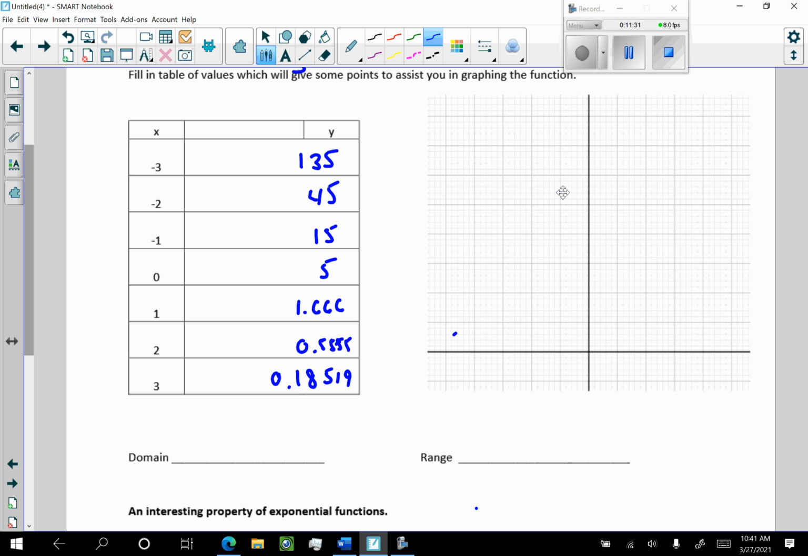So if we did 20s, scale of 20 might be able to do it. Let's do 20s. 20, 40, 60, 80, 100. Because if we start at -3, it looks like we're almost to 140. We're at 135, so we're way up here. And then -2, it's at 45. Right here somewhere. -1, it's 15. At 0, it's 5.